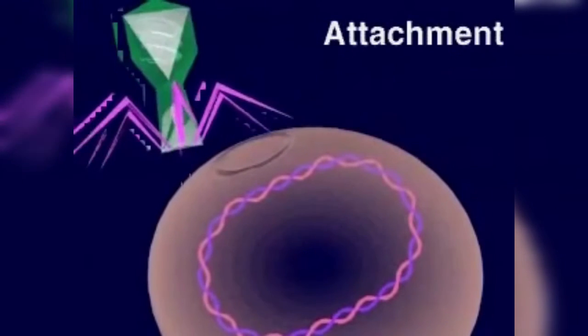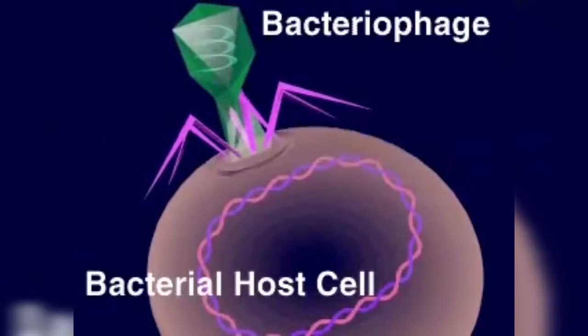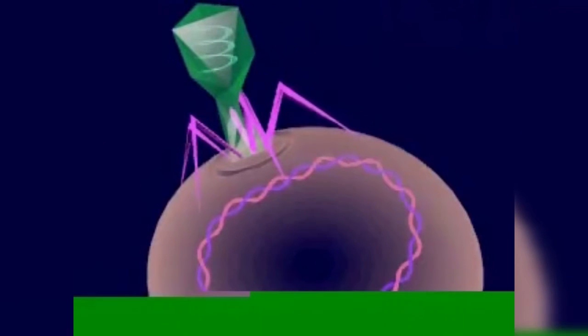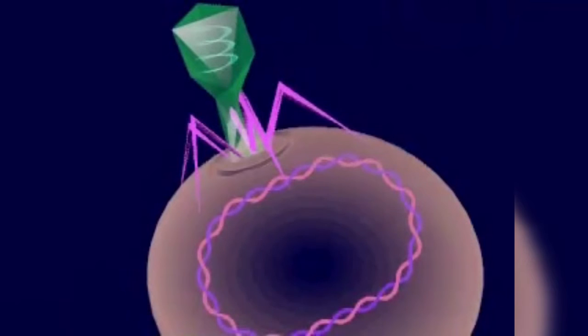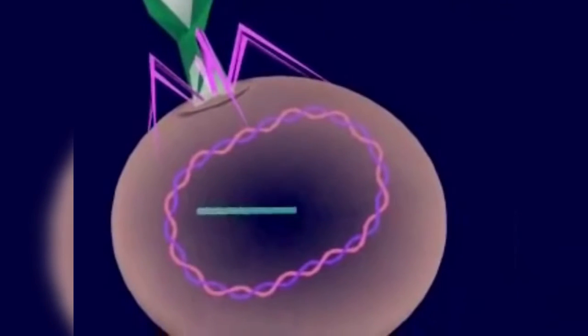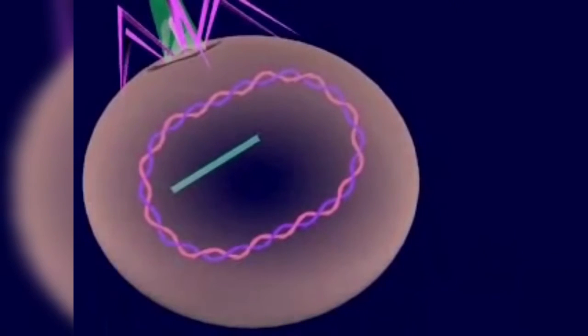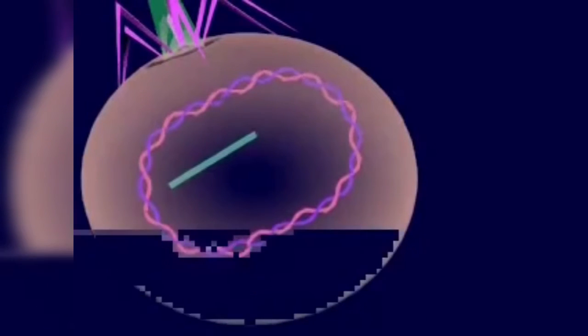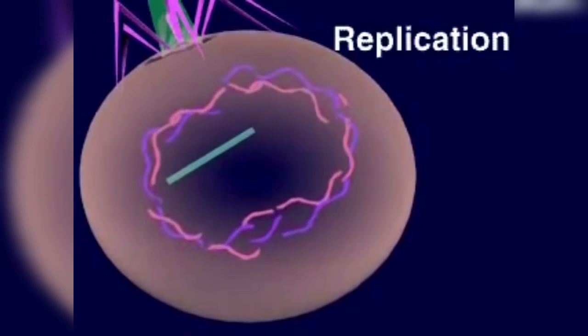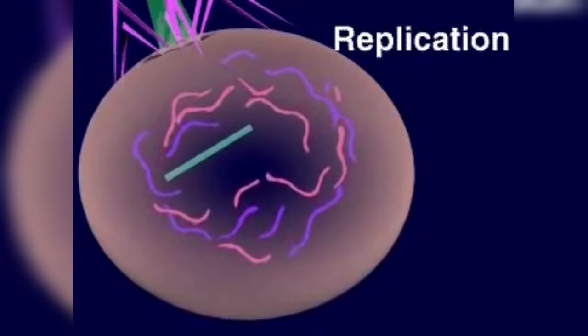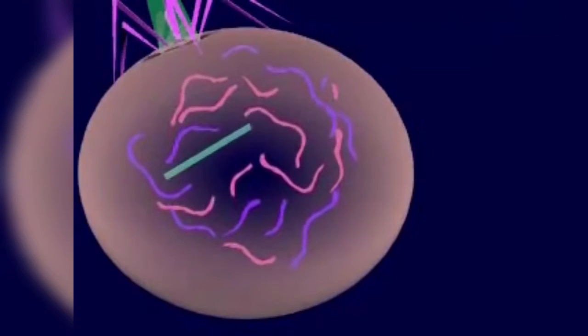A bacteriophage attaches to a bacterial host cell by recognizing and locking onto a specific receptor site on the surface of the host cell. The virus then injects its DNA into the host cell. The empty coat remains outside the cell. Inside the cell, the viral DNA breaks down the host cell's DNA. The virus then takes over the total metabolic activities of the host cell.